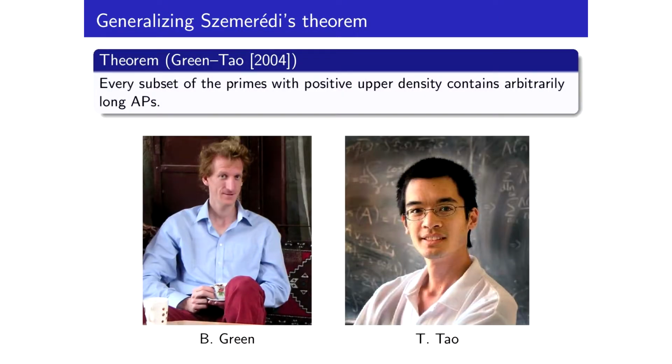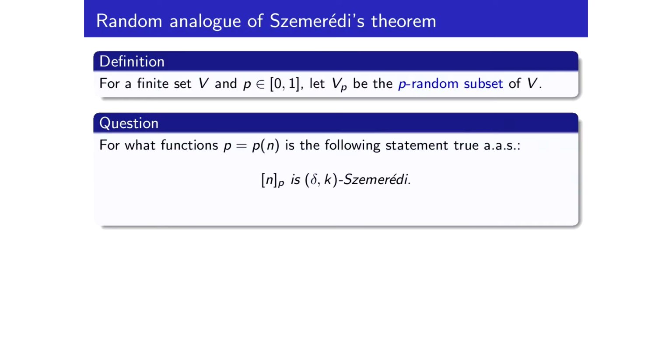And the special case was solved, but here they actually proved a little bit more. So Green and Tao proved that the set of primes contains long arithmetic progressions, but they also proved that the set of primes has this delta k Szemerédi property. And one can ask what is happening for a random set.